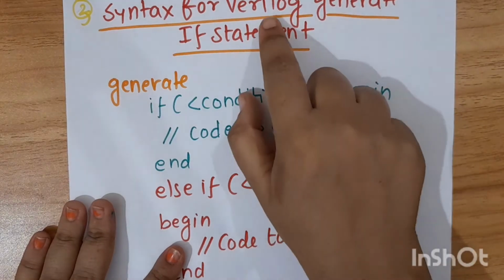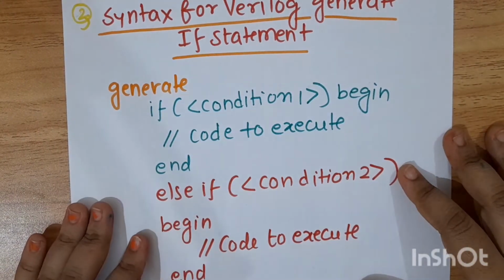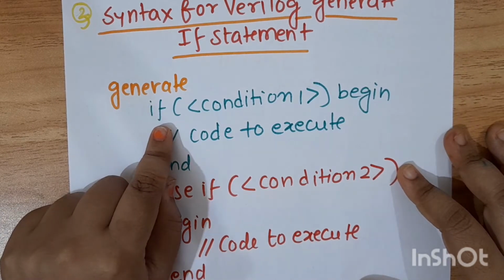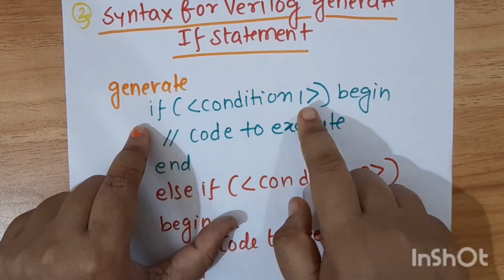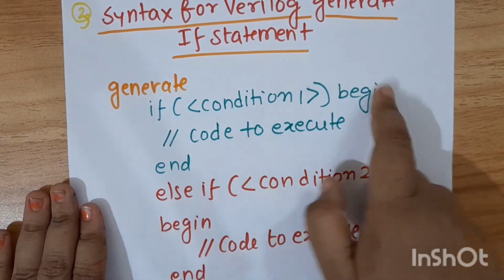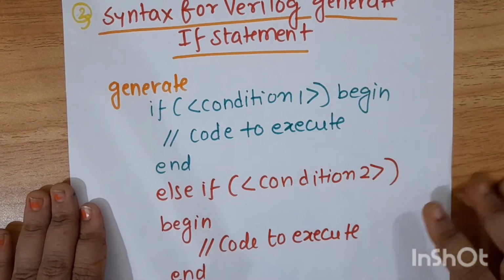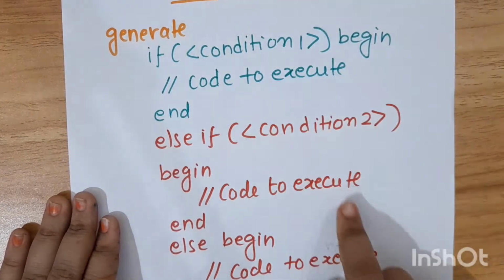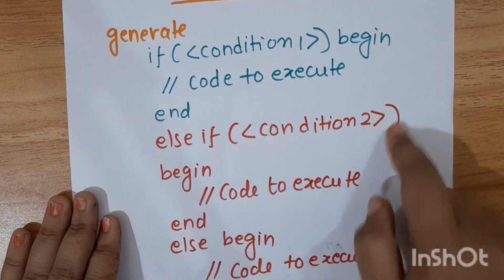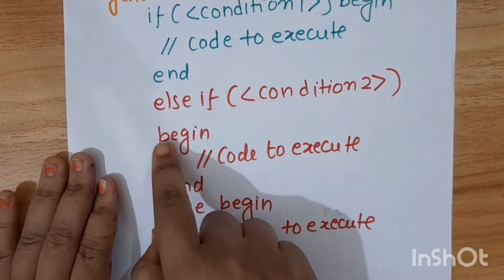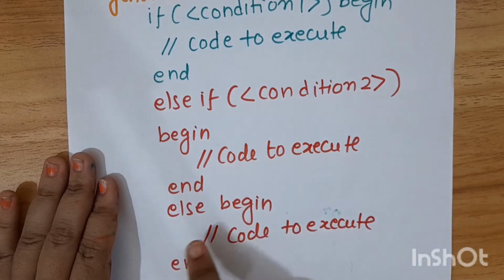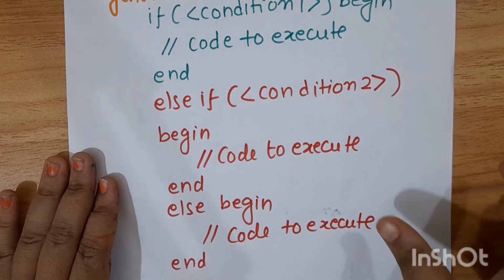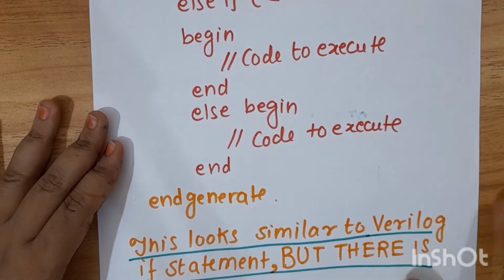Now the syntax for the Verilog generate if statement. The generate statement is the keyword, then we will have the if. Generate if condition 1: if this condition is true, then begin end, code to execute. Else if condition 1 is not met, we will look for condition 2. Then we will execute the code between begin end. Else we will execute the final code, this one, begin end. And finally we will have the endgenerate keyword.